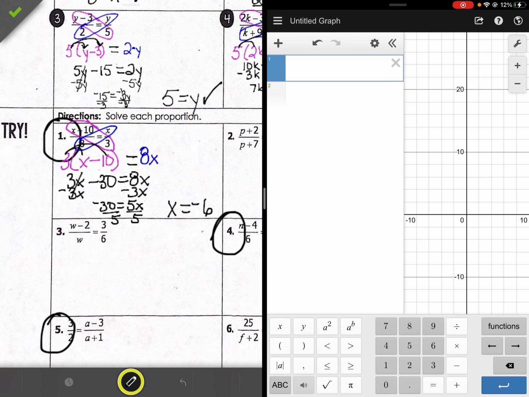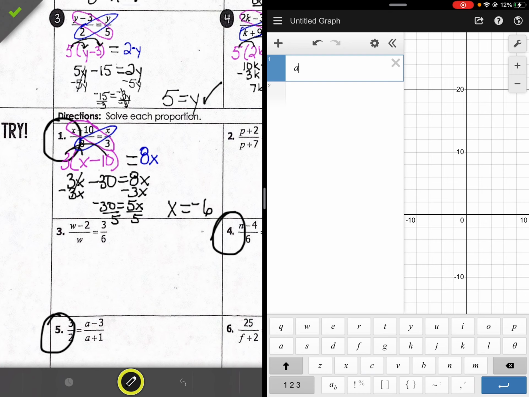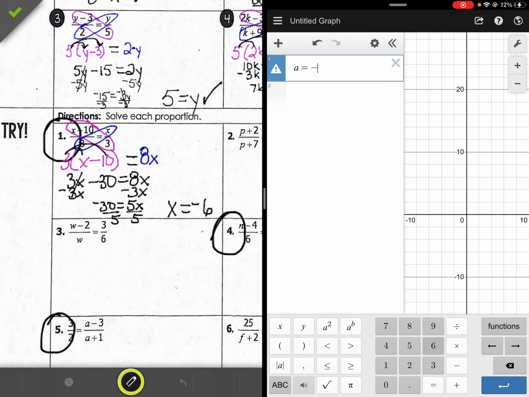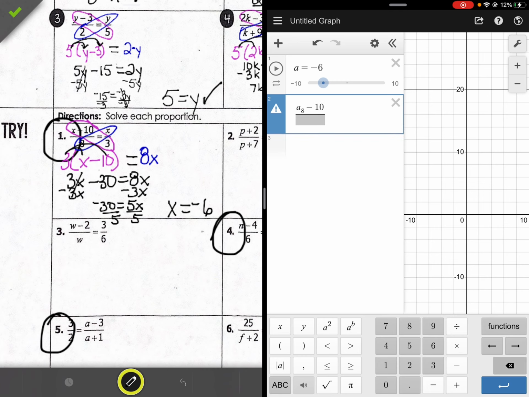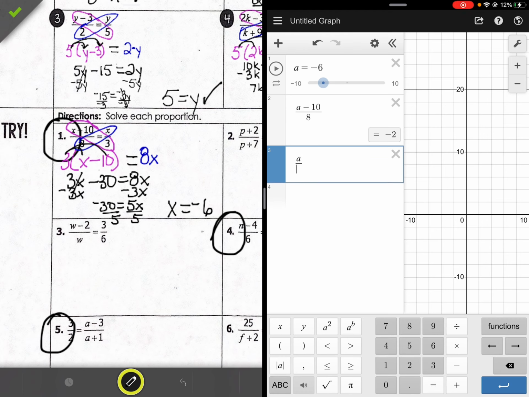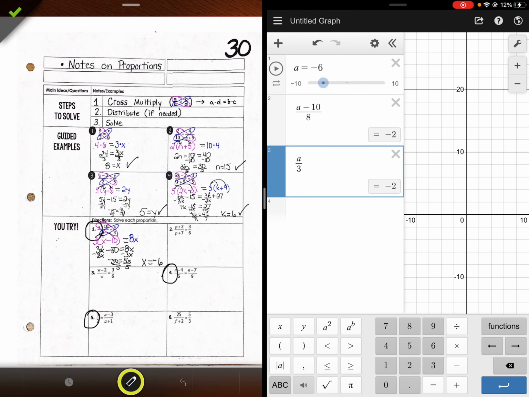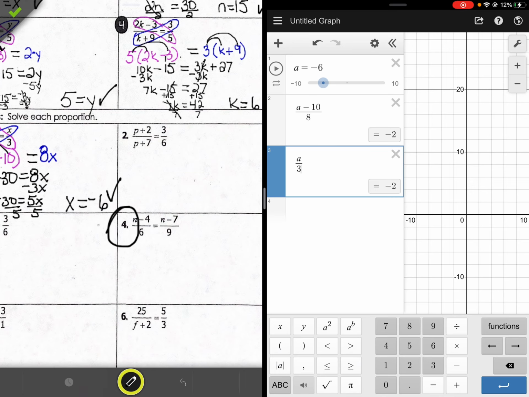Now I'm going to jump on Desmos and check it. Again, do not use x. I'm going to use a. I think a is negative 6. Type in the original left side of my equation. Oh, I need to do the divide. So I'm going to say a minus 10 divided by 8. Okay. 8, negative 2. Then I'm going to type in the right side, a divided by 3, and if I did it right, I should get negative 2. Yes. All right. So you would say yay and check and move on.